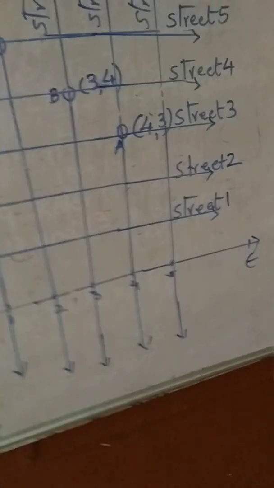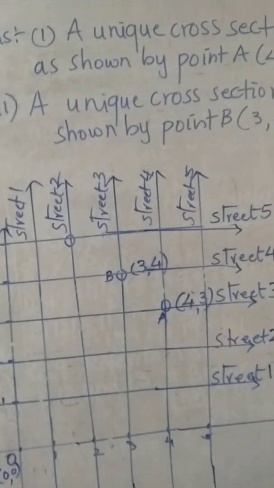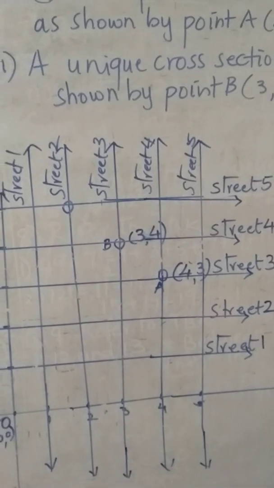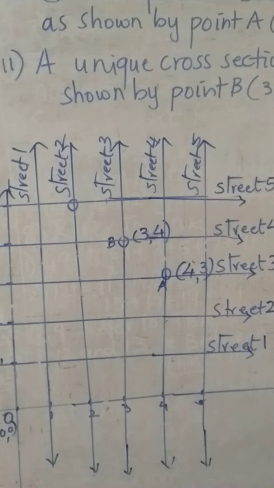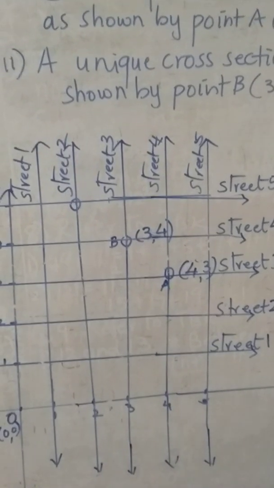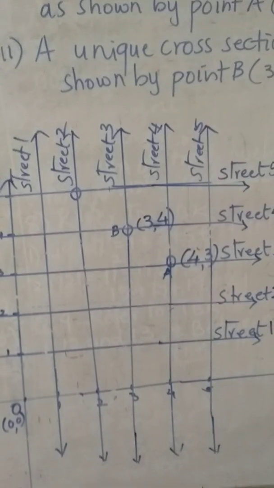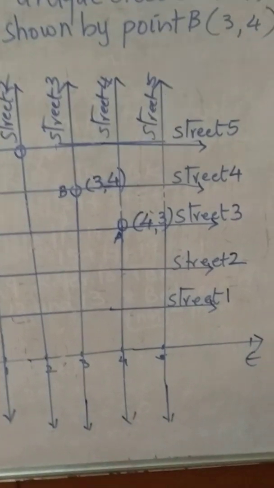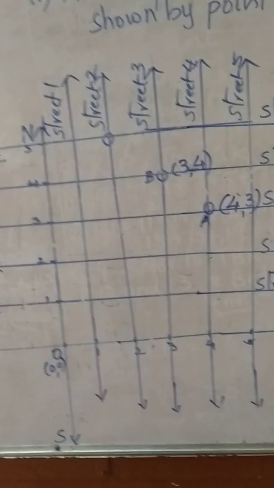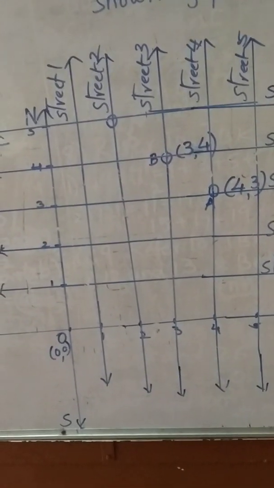I have drawn a graph. You have to draw it in the notebook. I will read the question first. A city has two main roads which cross each other at the center of the city. These two roads are along the north-south direction and east-west direction. How many cross streets can be referred to as 4-3? And second, how many cross streets can be referred to as 3-4?